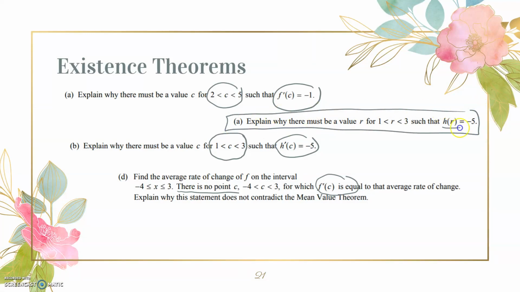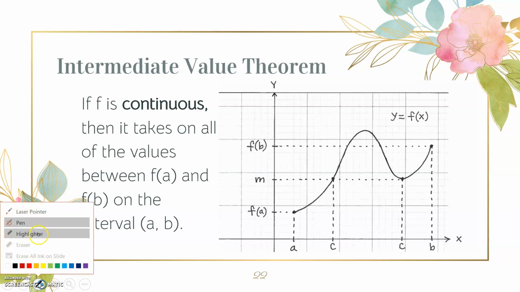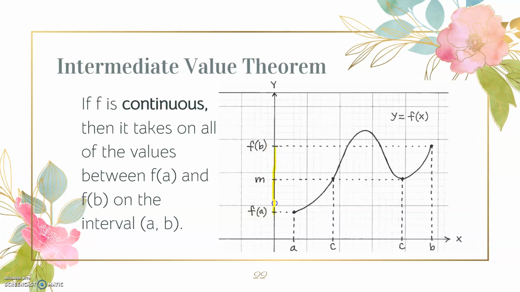The intermediate value theorem says that the value of the function must be equal to a number. The intermediate value theorem says if your function is continuous, then it takes on all of the values between f of a and f of b. So for this function, my function has to take on all of these y coordinates because it takes on this one and this one, so it must take on all of the ones in between there on the interval for some value c. So there exists a c for which my function is equal to m. That's the intermediate value theorem.